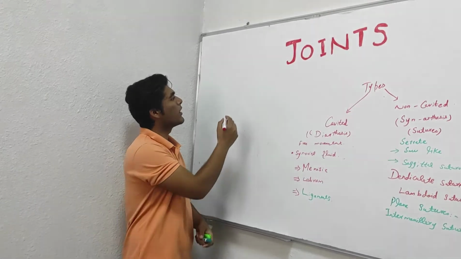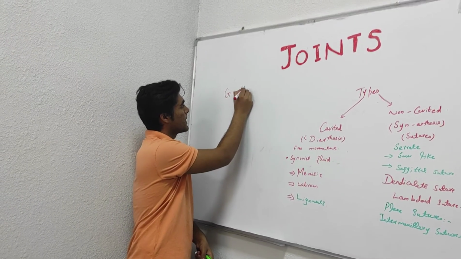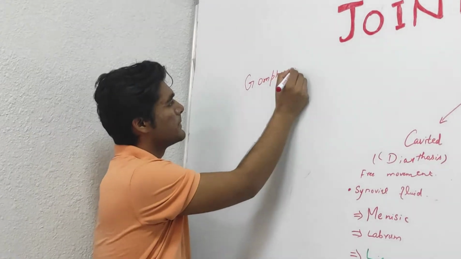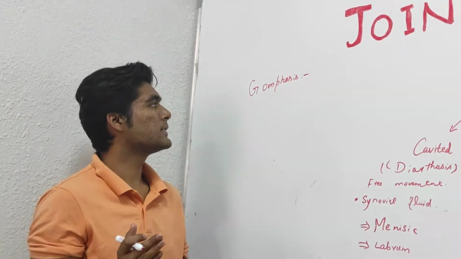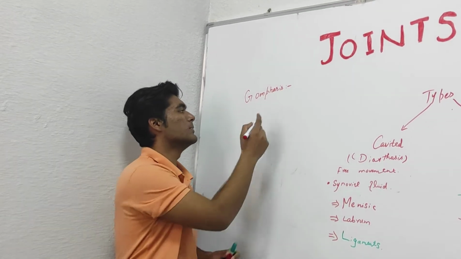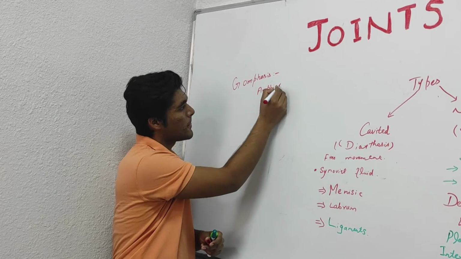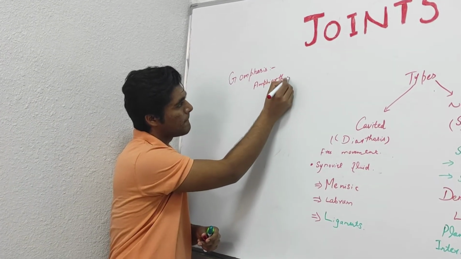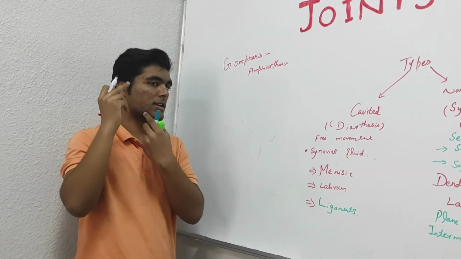Now, I am going to talk about gomphosis. What is its role in joints? Gomphosis is also known as amphiarthrosis. They show very little movement. An example of gomphosis is the joint between our teeth and socket.